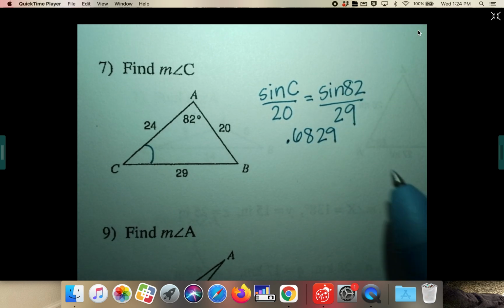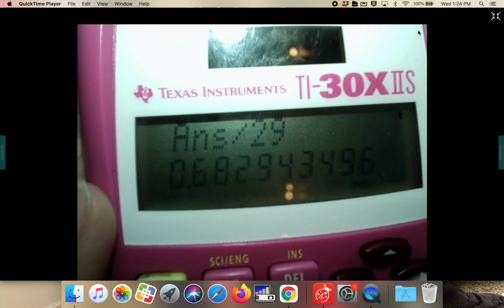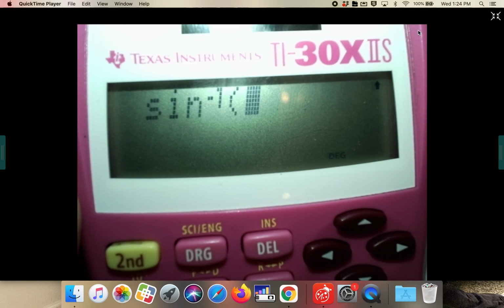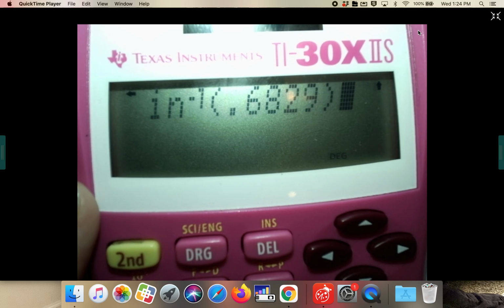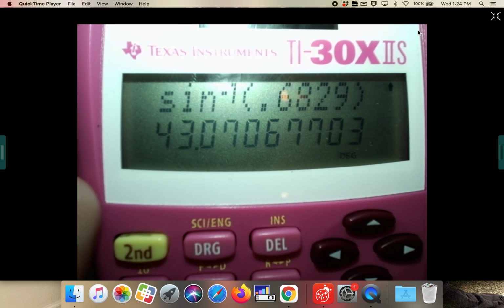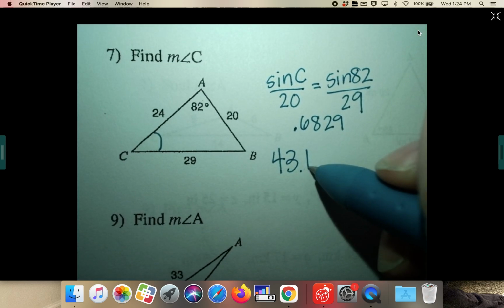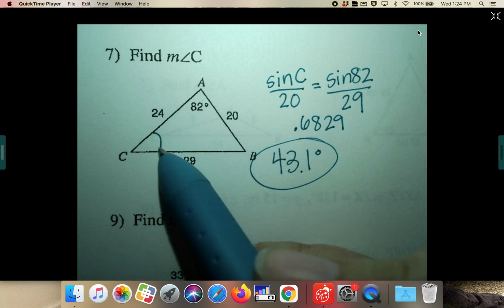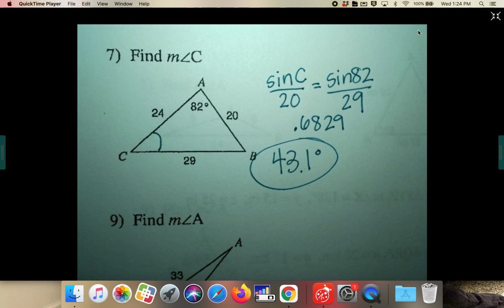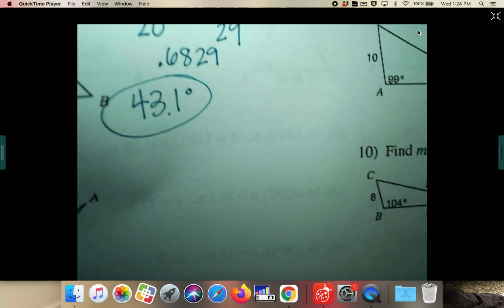So I need to put the inverse sine of 0.6829. So inverse sine 0.6829 is about a 43.1 degree angle. So 43.1 degrees is angle C. Okay, just for practice, I will do one more of these, but your practice is going to be to finish this page, but also to finish the whole next page.